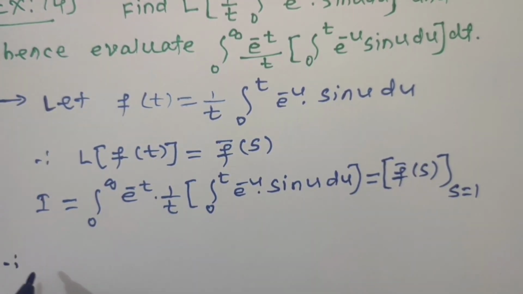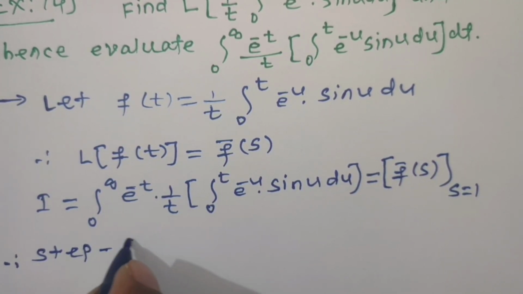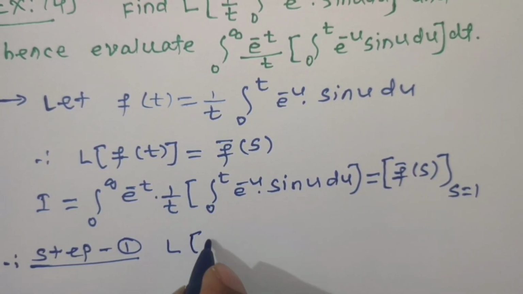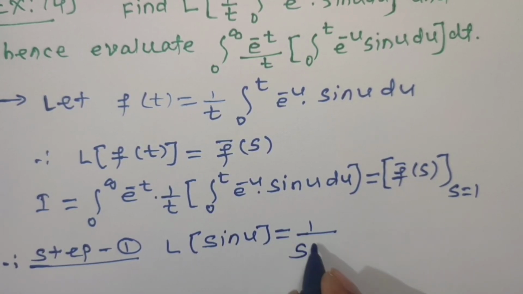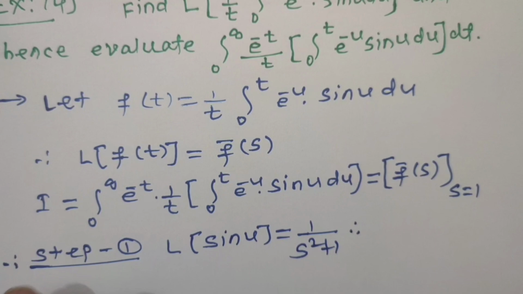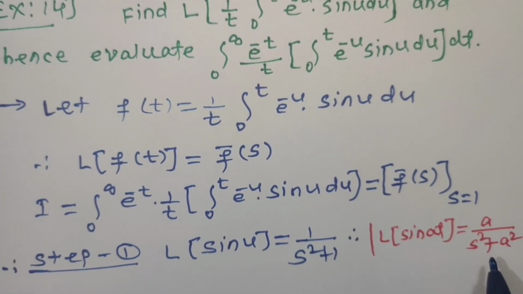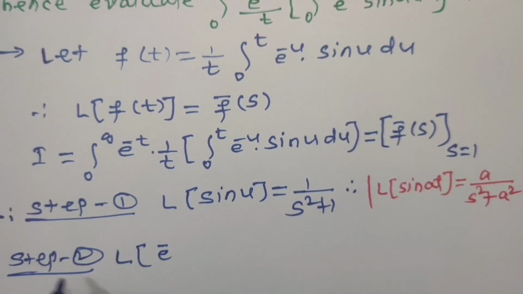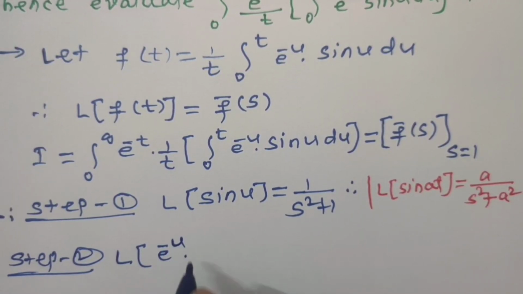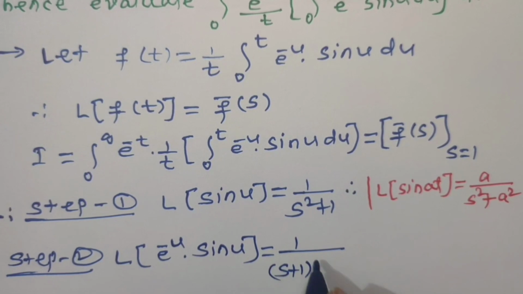Hence let us find the Laplace transform of sin t, or sin u. Step 1. Laplace transform of sin u is equal to 1 upon s square plus 1, since this is the standard formula: Laplace of sin at is equal to a upon s square plus a square. Then Laplace of e to the power minus u into sin u. Step 2, Laplace transform of e to the power minus u sin u is equal to 1 upon (s plus 1) square plus 1.